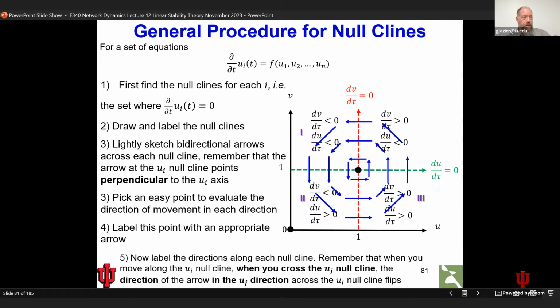The Lotka-Volterra is sort of a special case. That's why people like it, because it's simple, but mathematically it has some properties that are not typical.